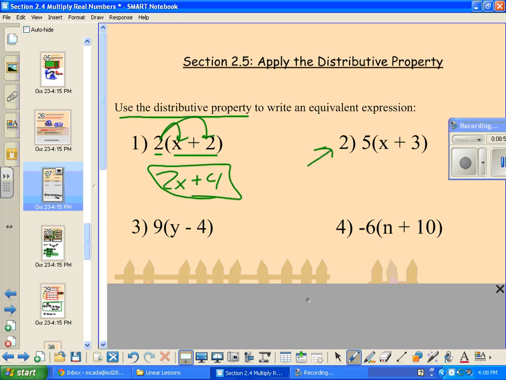Number 2, 5 times x plus 3, same kind of thing. I'm going to take 5 times x and 5 times 3 to make my new equivalent expression, which is 5x plus 15.